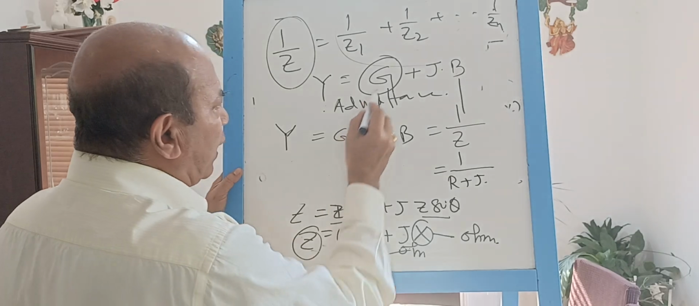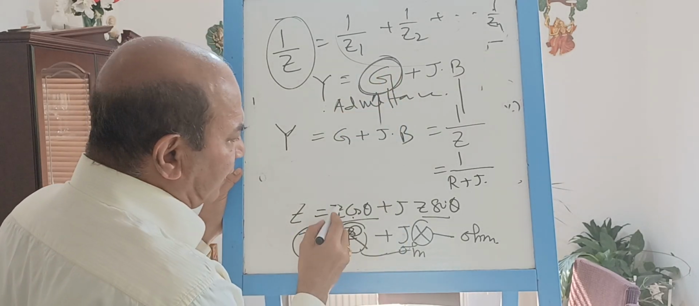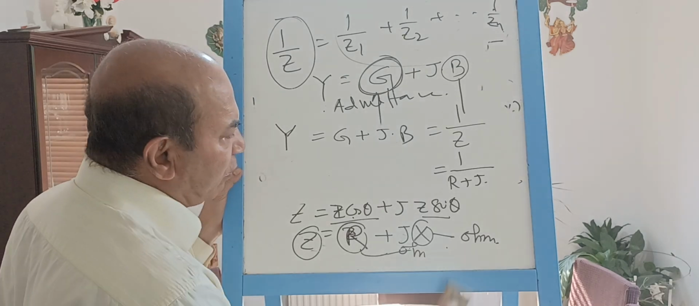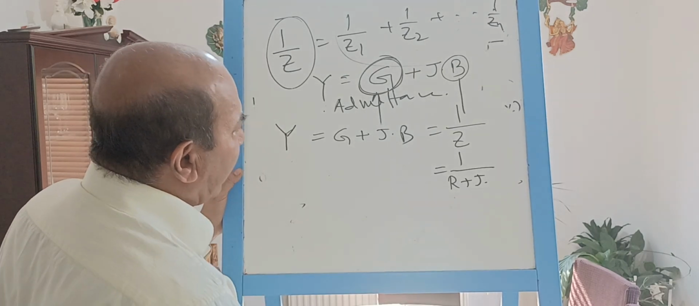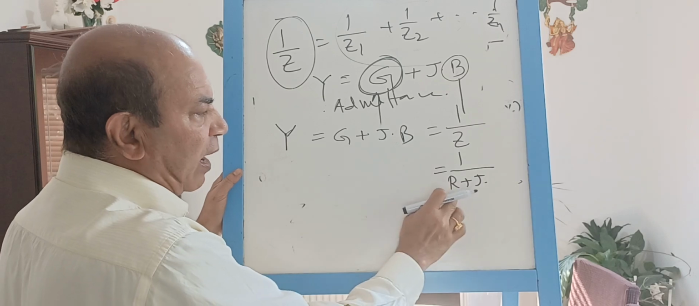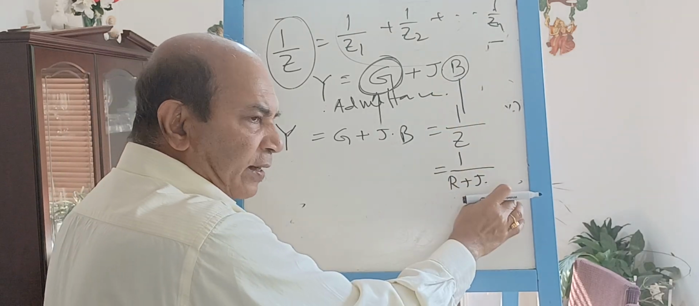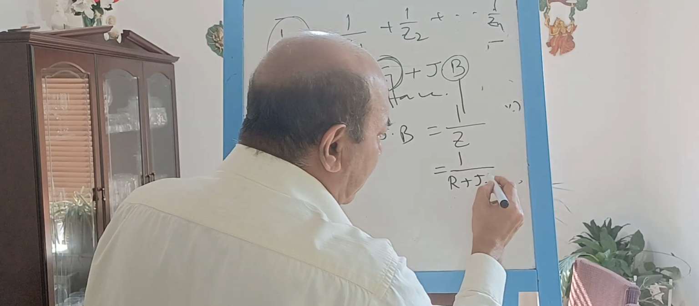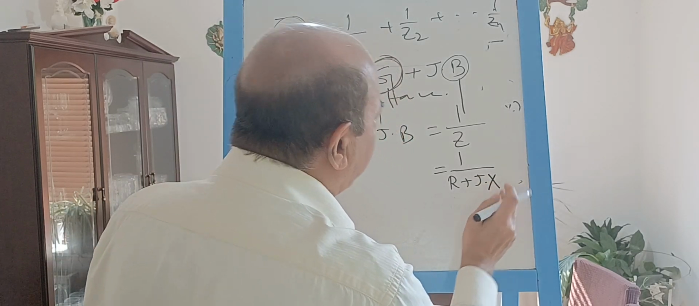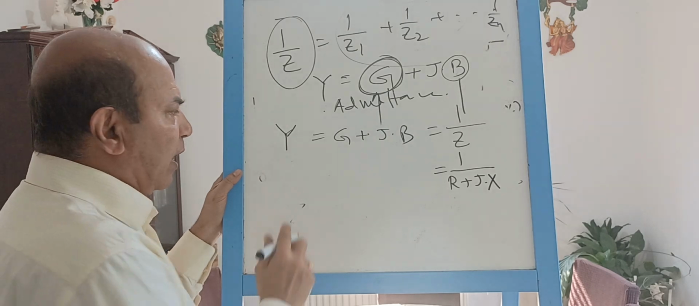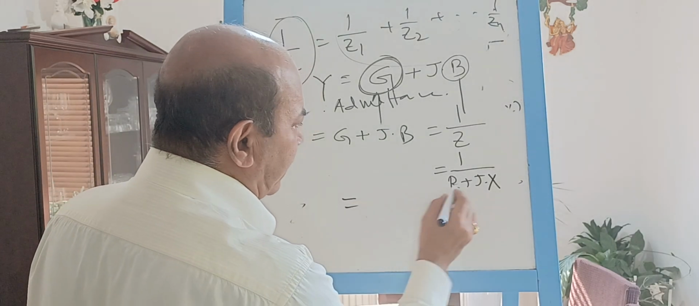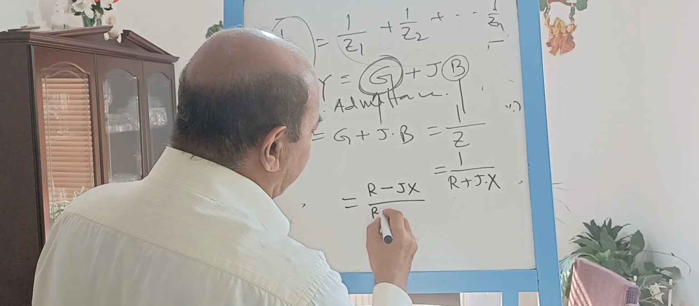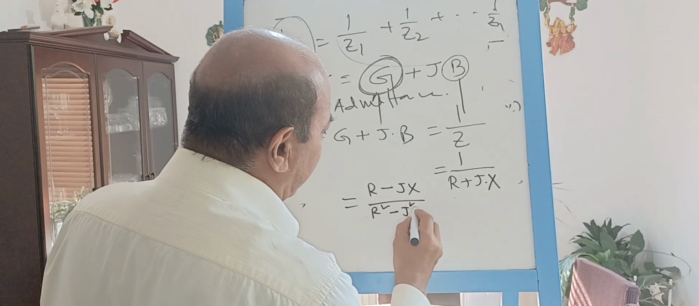Now if I want to correlate the conductance and susceptance with the resistance and reactance, then we have to use this way. G is related to R and X, B is related to R and X. Similarly, R is related to G and B, and X is also related to G and B, and we can find out the relation. How can we relate? If we multiply both numerator and denominator by R minus jX, then the denominator will be R square minus j square into X square.